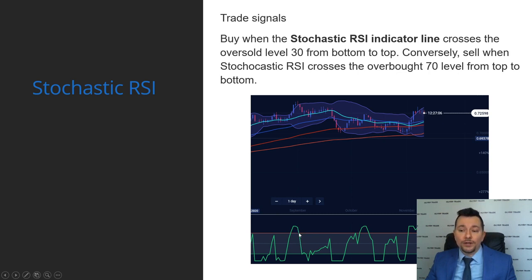So this cross right here, if we have a look, is the exact time when price shifted momentum and then we had a move down lower. Same thing here at the bottom when we have a cross back into the area here. So this area is what I'm looking at: a cross back up from being oversold.